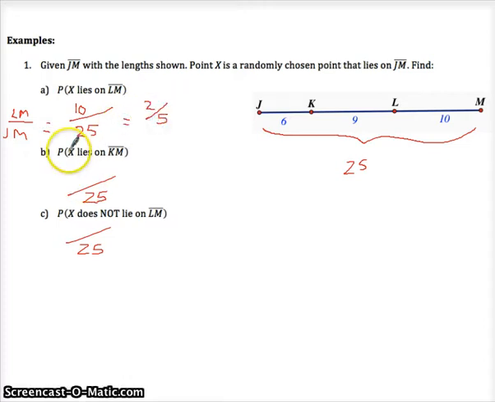Okay. What's the probability that X is on KM? Well, the distance from K to M is 19. That doesn't reduce. I found that by thinking about the length KM out of the total length of JM. Now, X does not lie on LM. Of all the points here, what's favorable? By favorable, we mean not LM. All the stuff that's not LM is over here, from J to L. So this is J to L out of the whole thing, and J to L is 15, which reduces nicely also.